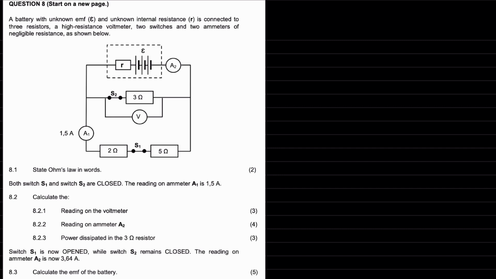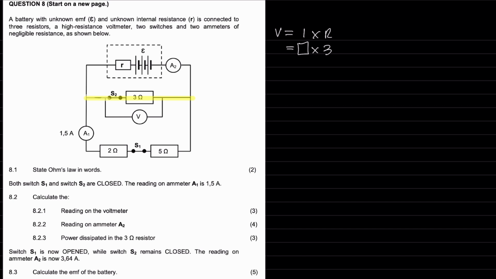Both S1 and S2 are closed. The reading on ammeter A1 is 1.5 amps. Question 8.2.1, calculate the reading on the voltmeter. Now the voltmeter is reading the potential difference across this 3 ohm resistor right here. We can calculate it by saying V is equal to I times R. But immediately we'll find that we have a problem because we don't know the current. We know the current going through the other branch, but we don't know the current going through the 3 ohm.